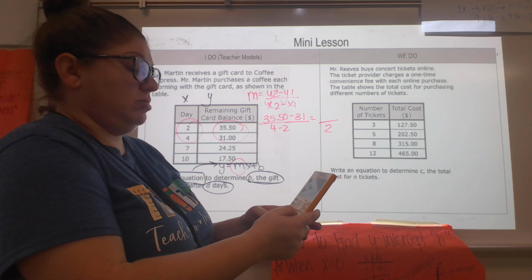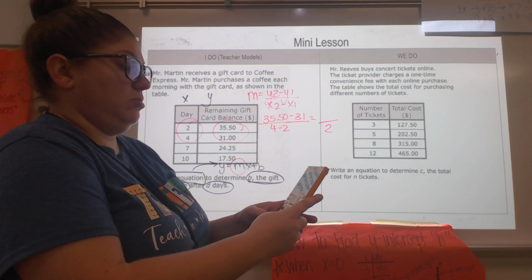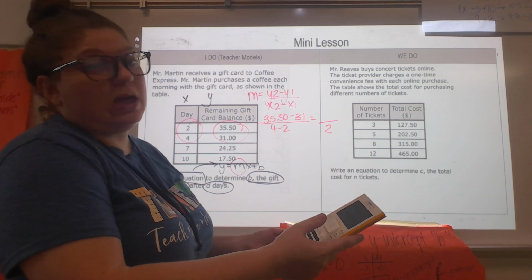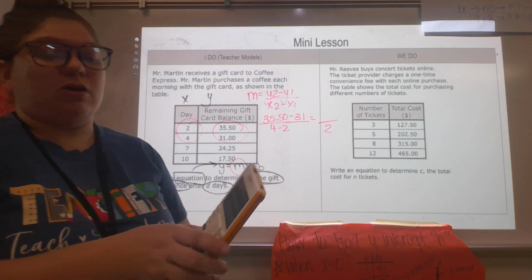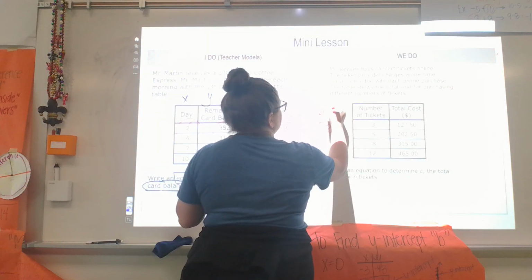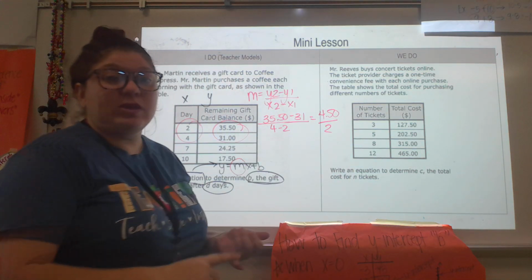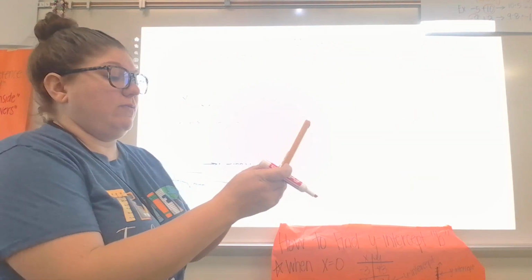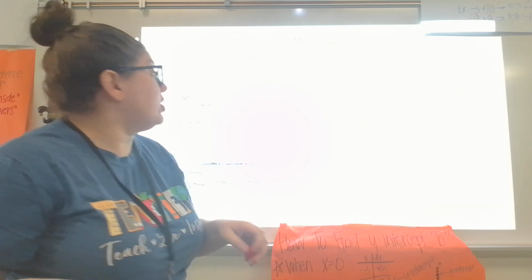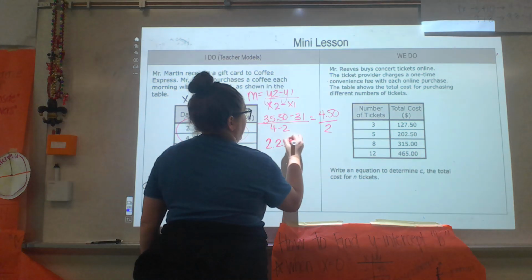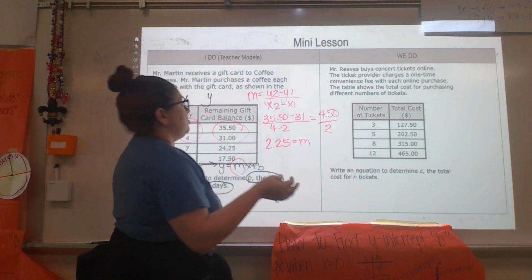3550 minus 31. I know what that is in my head, but I just don't want to get it wrong here, so that's why I'm putting it in my calculator. So we have 450 over 2, so 450 divided by 2. We're going to have it as 225. So we use 225. That's my slope. That's what I'm going to be multiplying each time.